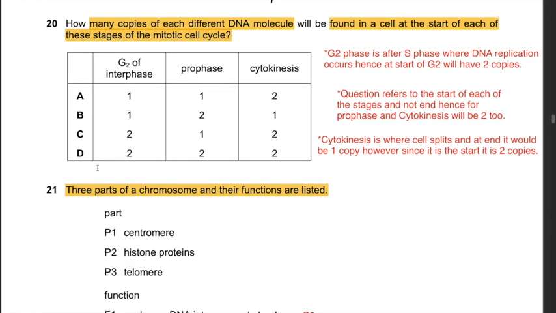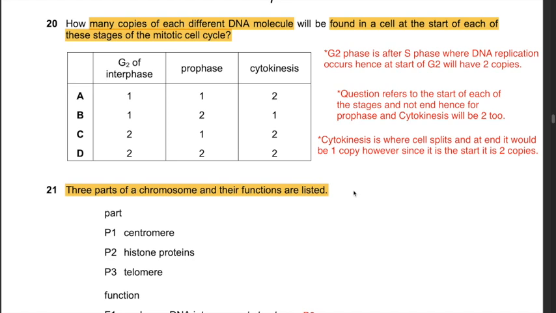Question 20. How many copies of each different DNA molecule will be found in a cell at the start of each of these stages of the mitotic cell cycle? G2 of interphase. Now G2 phase is after S phase, which is where DNA replication occurs. DNA replication occurs in the S phase of interphase, and since G2 is after S phase, it will definitely have 2 copies, because once DNA replicates, 2 copies are produced. Therefore, the answer being either C or D.